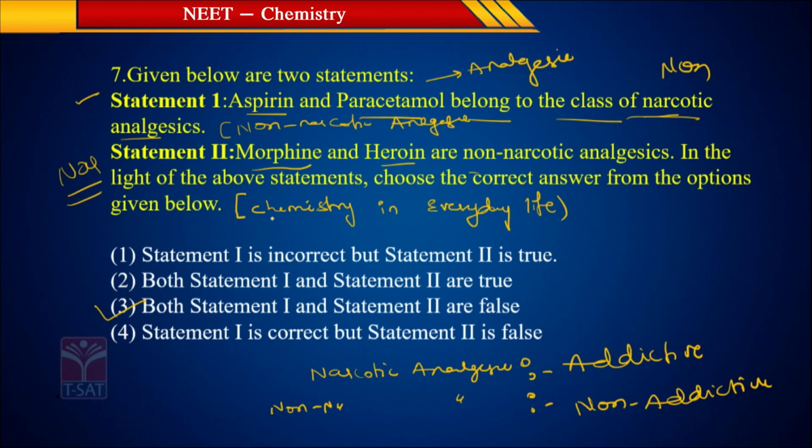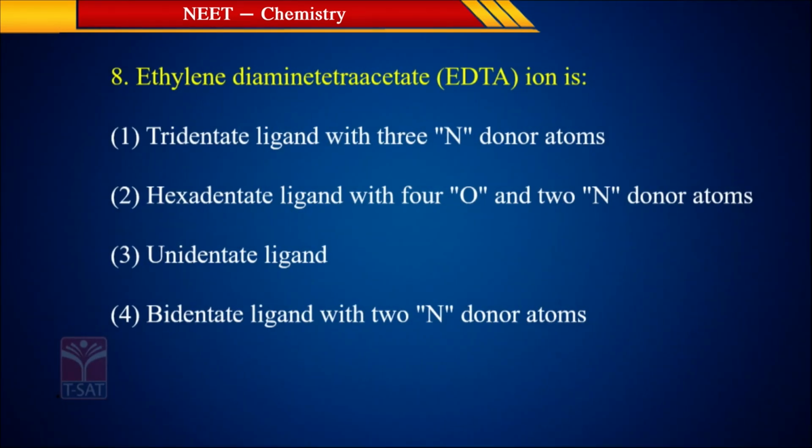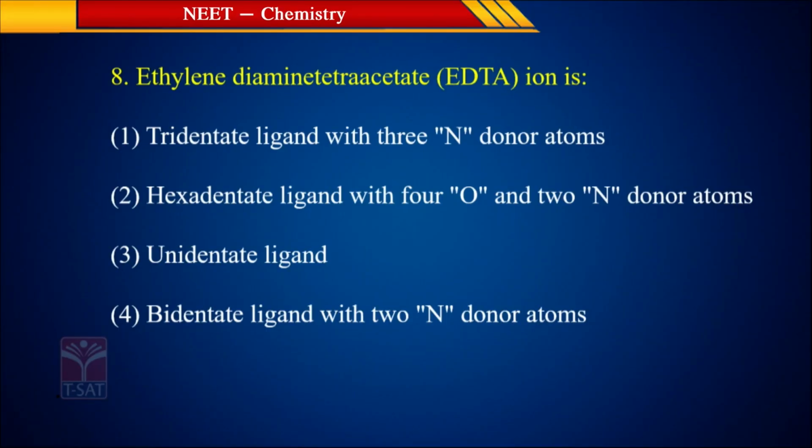And next question: ethylene diamine tetraacetate. The question is from complex compounds. This chapter is very important because you may get 2 to 3 questions from it.